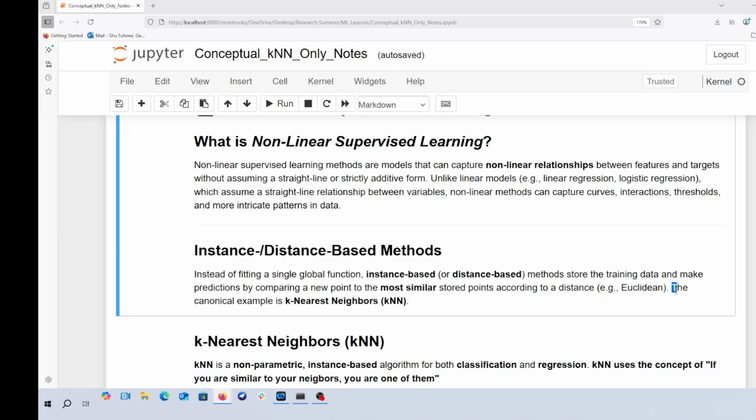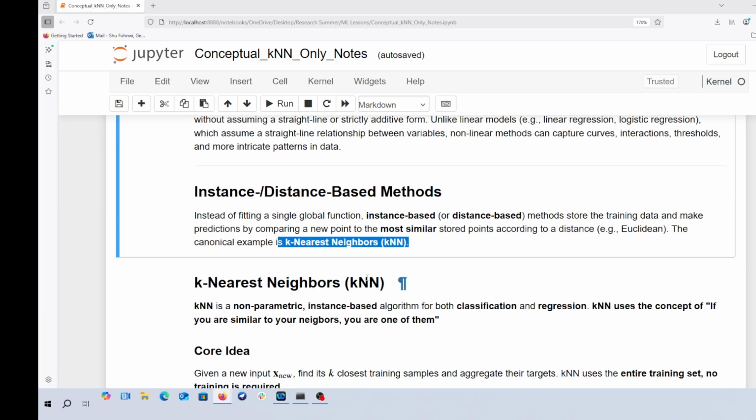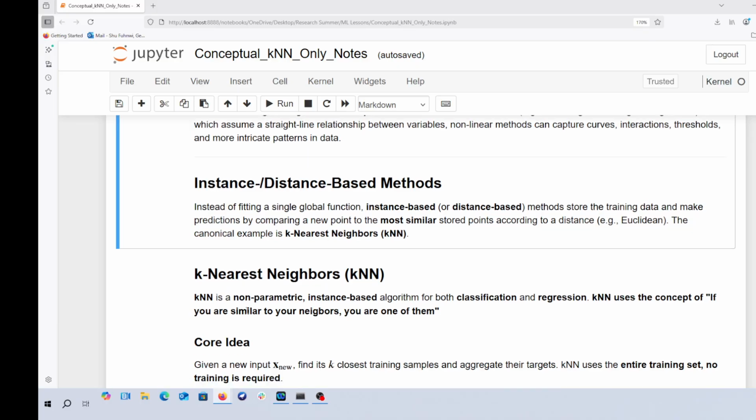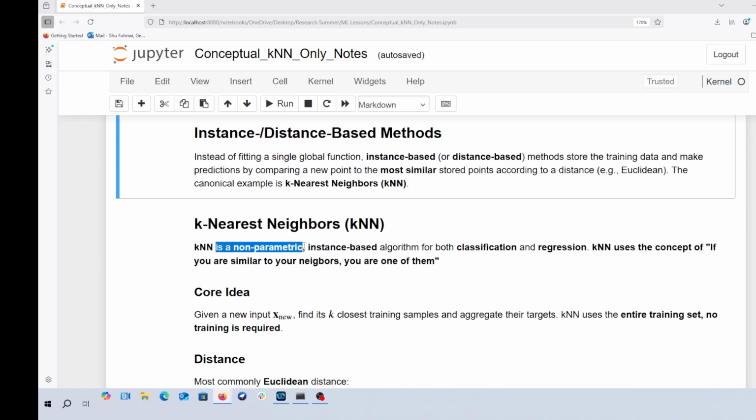So the first distance-based non-linear supervised learning method we will be looking at today will be what we call the k-nearest neighbor. The k-nearest neighbor is a common technique. It's pretty fast and it's used a lot for most machine learning applications. So KNN, as it is mostly called, is a non-parametric, instance-based algorithm. We use this for both supervised learning techniques, classification and regression.